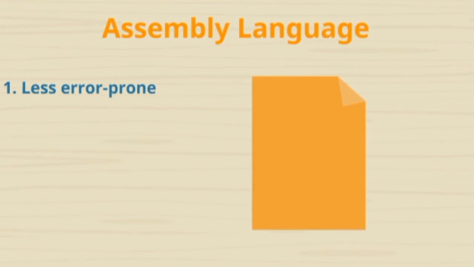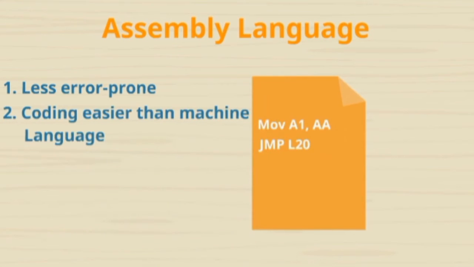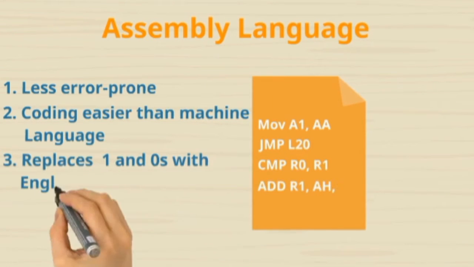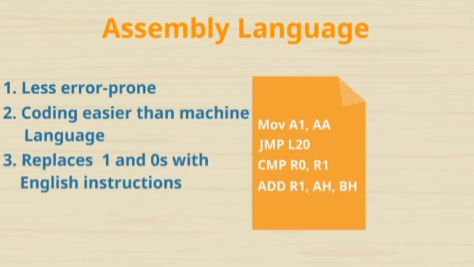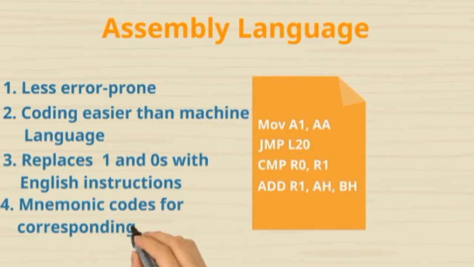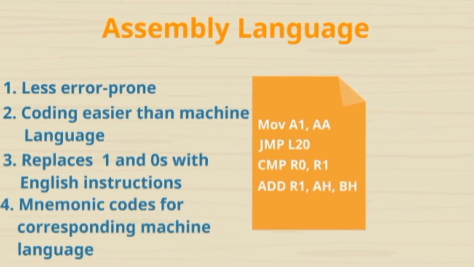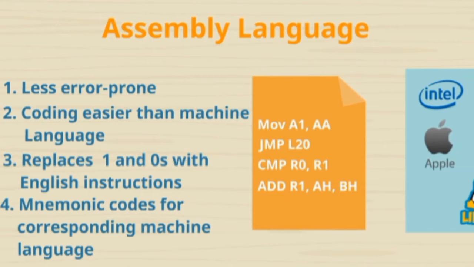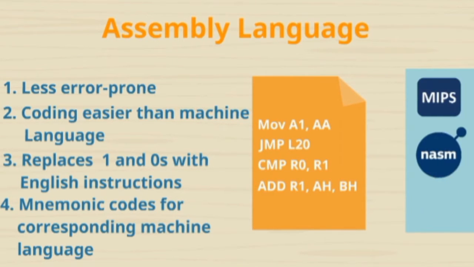On top of that, we have assembly language. Assembly language helps eliminate much of the error-prone and time-consuming machine language programming. It replaces remembering ones and zeros with instructions which are mnemonic codes for the corresponding machine language. For example, it has commands like mov, jmp, cmp, add, etc. Each assembly language is specific to a particular computer architecture and sometimes to an operating system. Examples include MIPS, NASM, and x86.